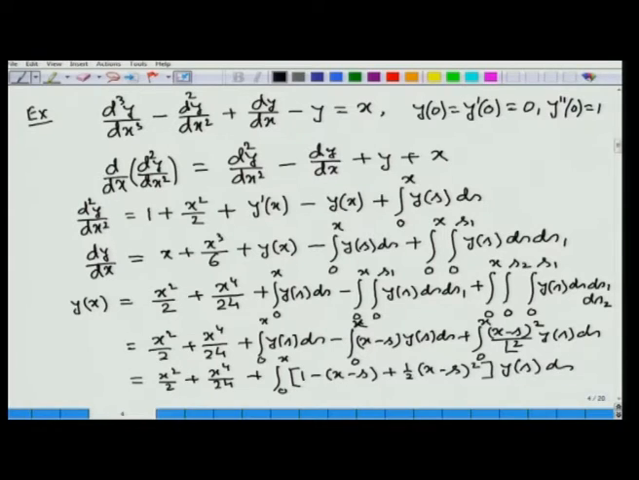So, this is actually our resulting integral equation. This part, x square by 2 plus x to the power 4 by 24, is equal to your f x, and 1 minus x minus s plus half of s minus 2 whole square is actually the kernel of the integral equation.